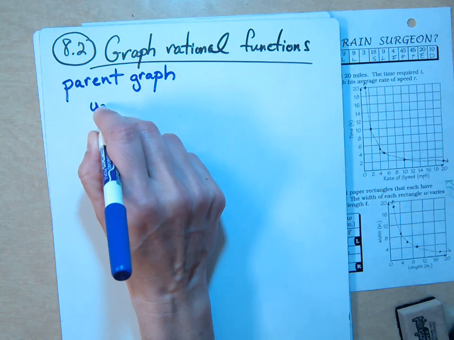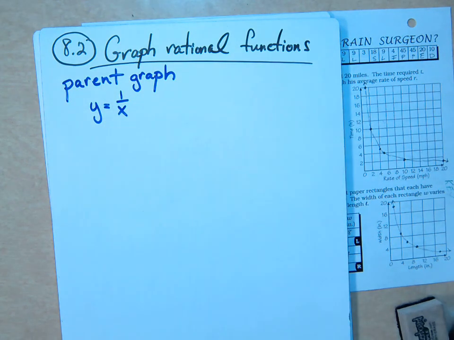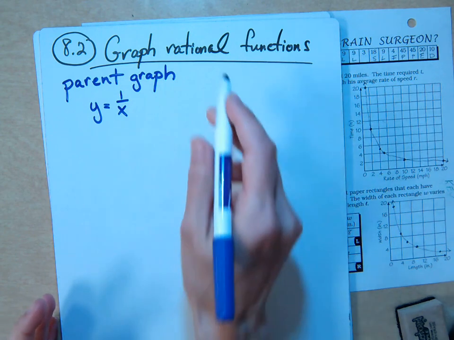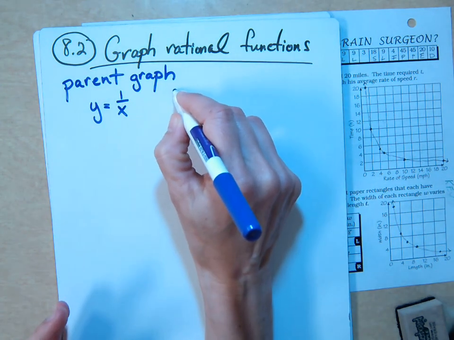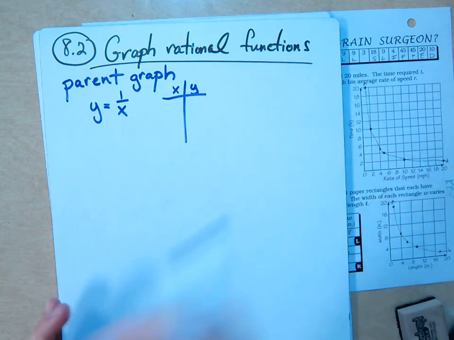Y equals 1 over x. That's kind of like the starting place for all rational functions. So as with any parent graph, if you forget the shape, you make an xy table. So we're going to really carefully just graph the basic one, and then we'll more quickly do the ones from here on. So we make an xy table. Generally you want to choose some negative, 0, and positive values.